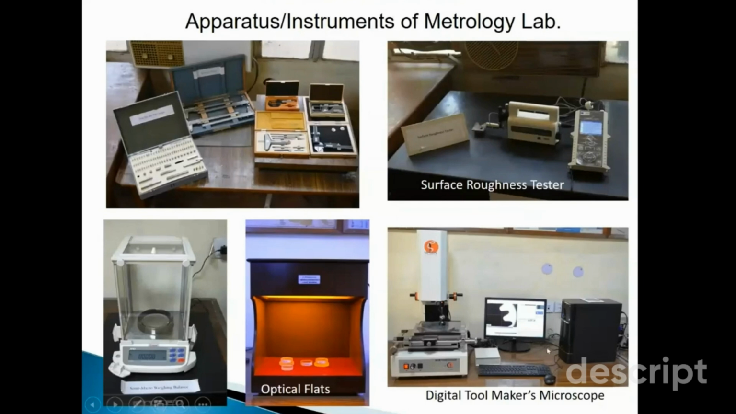There is special software built inside this computer. You can do all the processing: you can grab the image, do image analysis, and measure any particular feature. Just like in this case, you can easily measure the width at the top land and the angle between the gear teeth. All these dimensions you can easily measure.